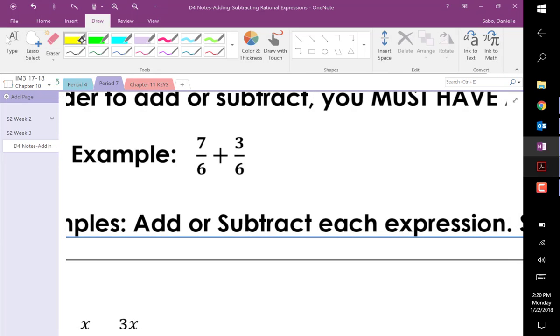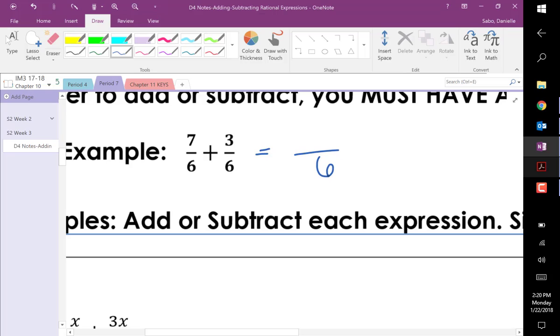What's my base? What's my common denominator? 6. So we're going to leave 6 alone. We're going to keep it down there. But we're going to add the tops. Oop, that's supposed to be a highlighter. We're going to add the tops. So what's 7 plus 3? 10. Now can I simplify that just one step further?